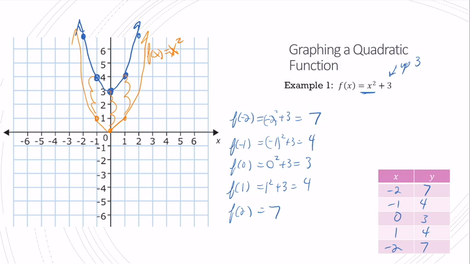Some things that are important to label when it comes to parabolas. My domain is always all real numbers. Don't even need to think about it. My range, this time, now goes from 3 to positive infinity.